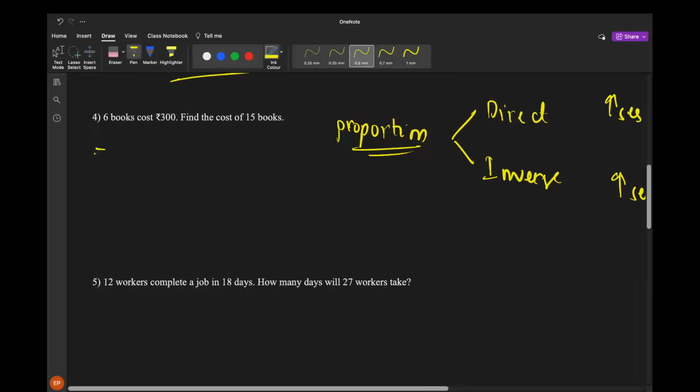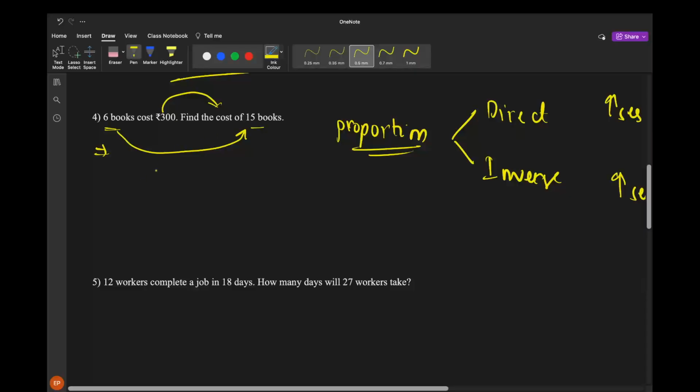First you have to understand this. 6 books cost 300. Find the cost for 15 books. Means books are increasing. Whether cost will increase or decrease? Take a real example. If you went to a shop and you bought 6 books for 300 and suddenly you plan to buy 15 books, will you pay more money or less money? Definitely you will pay more money, right?